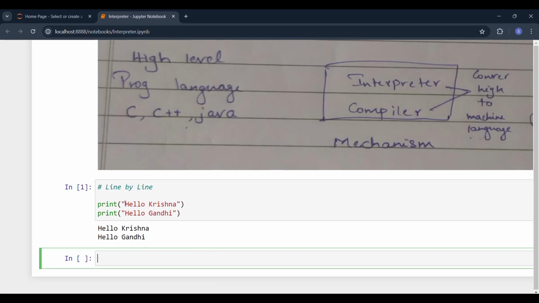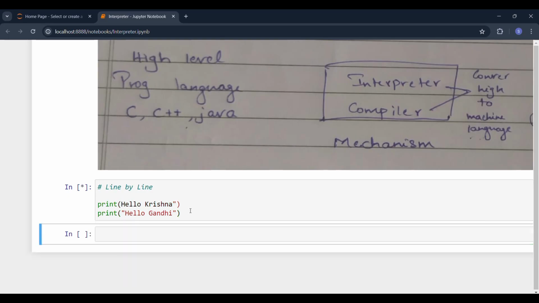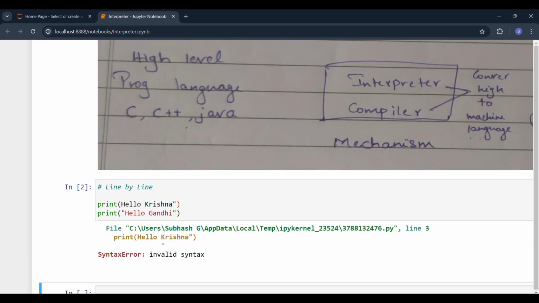Now I will make a syntax error here. You can see the output is invalid syntax. The second statement is correct, but the first statement has an error, so the output I'll be getting is an error, because it is executed line by line. This is how Python and the interpreter work.